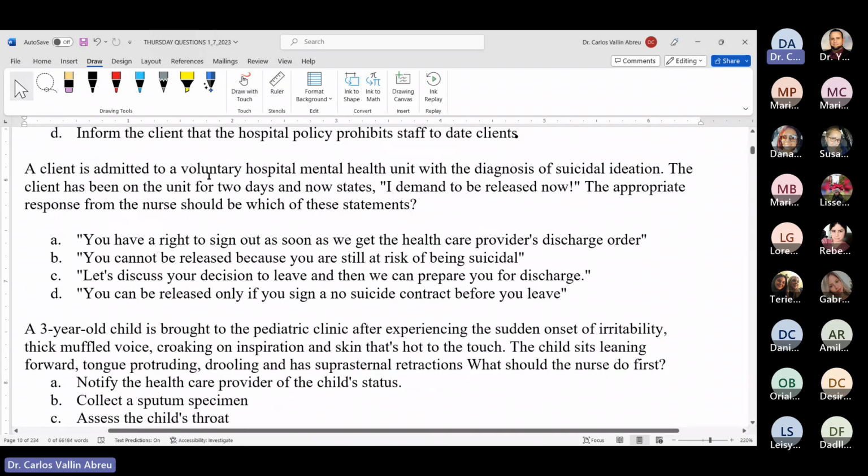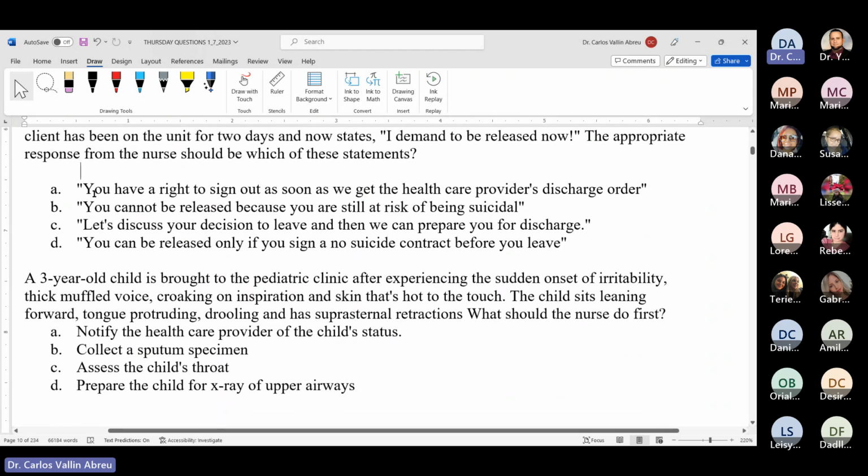A client is admitted to a voluntary hospital mental health unit. Notice this is voluntary. Okay, with a diagnosis of suicidal ideation, but he wanted or she wanted, I don't know if it's he or she, to be hospitalized. The client has been on the unit for 2 days and now states, I demand to be released now. The appropriate response from the nurse should be which of these statements? Let's see. You have a right to sign out as soon as we get the healthcare provider discharge order.